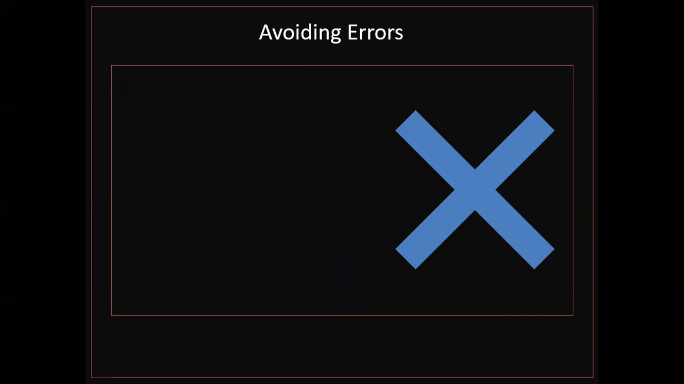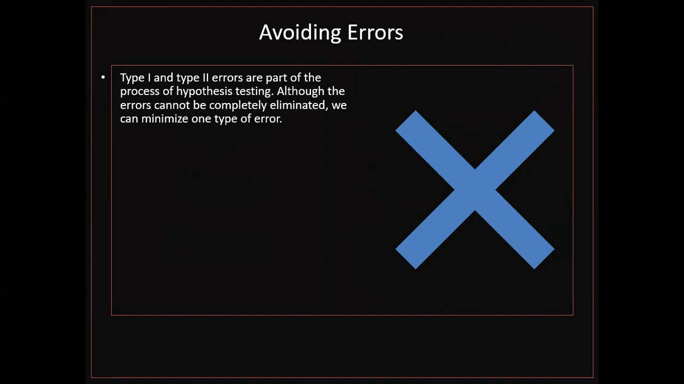But actually, if we set it at 5%, so 95% correct and 5% error, we know that there is still a chance for a type 1 or type 2 error to occur. We can't eliminate them. And that's what we've got to be really aware of. Type 1 and type 2 errors are part of the process of hypothesis testing. Although the errors cannot be completely eliminated, we can minimize one type of error.